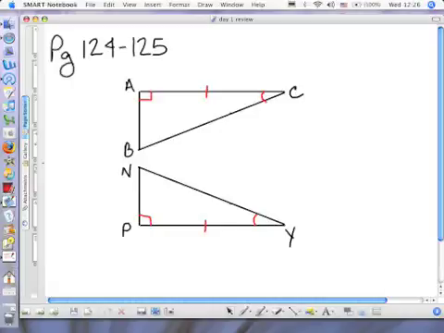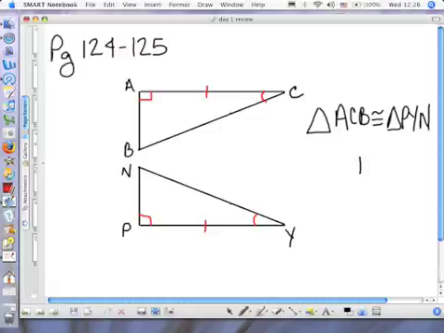Okay, they're congruent. Triangle ACB is congruent to triangle PYN, and you know it through angle, side, angle. Very good. You will be asked to do this on the exam.